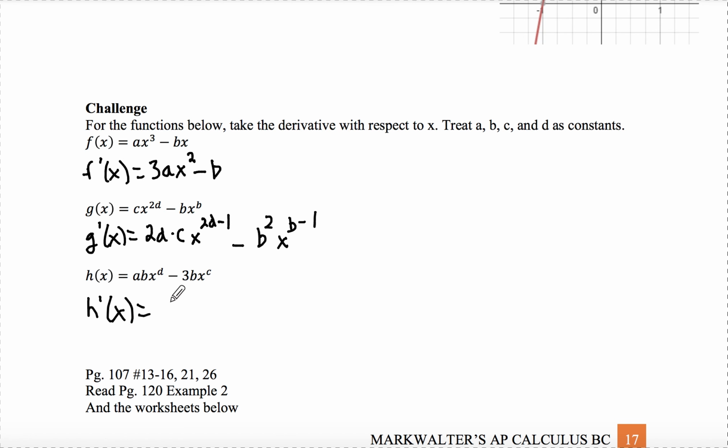For h prime of x, I can do something similar. I have a, b. I'm going to bring down d, so it's going to be d times a times b. I'll keep the x, and then I'll have d minus 1. I'll subtract 1 from the exponent after I bring it down, taking its derivative, minus, I'll bring down the exponent c, because 3 and b, those are just numbers. Same thing with a and b. That's just going to be some number. It's a constant. So I use my constant multiple rule. I'll bring down the c. I'll multiply it in there. C times 3 times b, x, and I subtract 1 from the exponent. There we go.